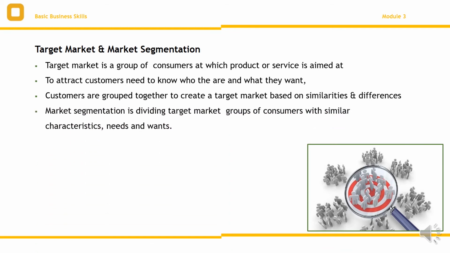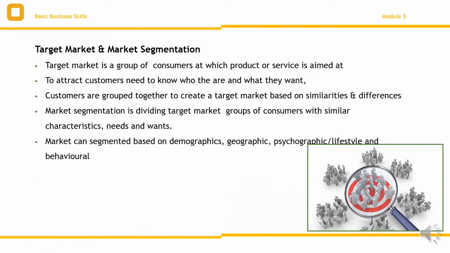Once you've identified who your target market is, you can then go through what we call market segmentation. Market segmentation is further dividing your target market or groups of consumers with similar characteristics and needs and wants. Markets can be segmented based on demographics. So you can segment your market based on income, age, gender. You can segment your market based on geography, where they are located in terms of location. You can also further segment your target market based on psychographic, lifestyle, as well as behavioral patterns.